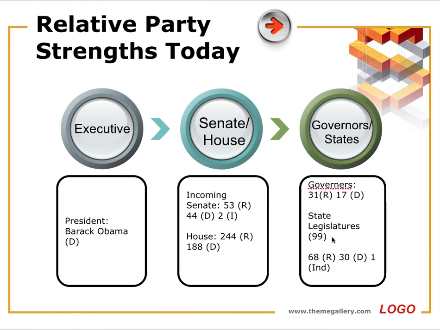And then there's 99 state legislatures. The reason there isn't 100 is that Nebraska not only has a unicameral legislature, but it's also nonpartisan. But they definitely lean to the right. But 68 of those legislatures are run by Republicans, 30 run by Democrats. And this is probably the most Republican the nation has been in quite a while.